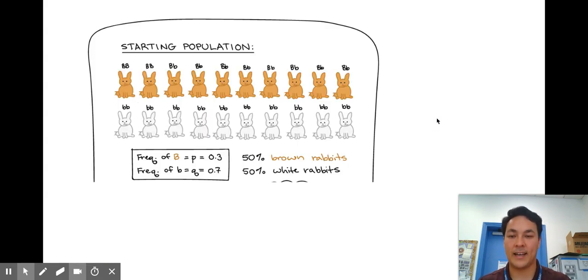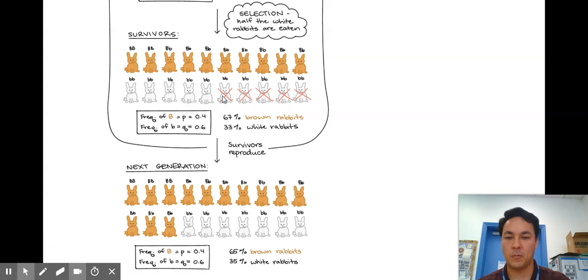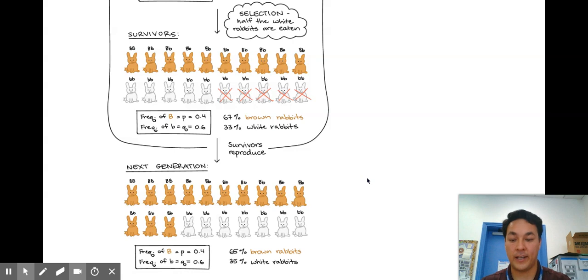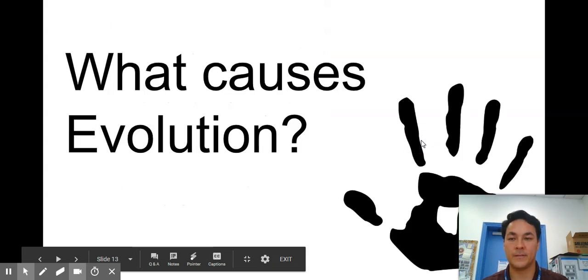Here's a good example from Khan Academy. So here are 50% brown rabbits, 50% white rabbits. And then over time, that's going to change. The white rabbits get eaten. The brown rabbits are selected for. The white rabbits are selected against. And then you can see that they reproduce. And so over time, the population is going to be more brown rabbits. Right? So the frequency of those genes have changed. The frequency of the alleles of the genes have changed, excuse me. So as we see the more brown rabbits, we know that evolution has occurred.